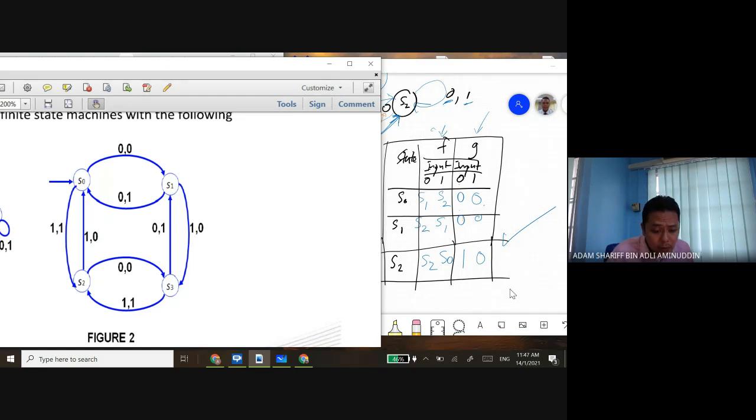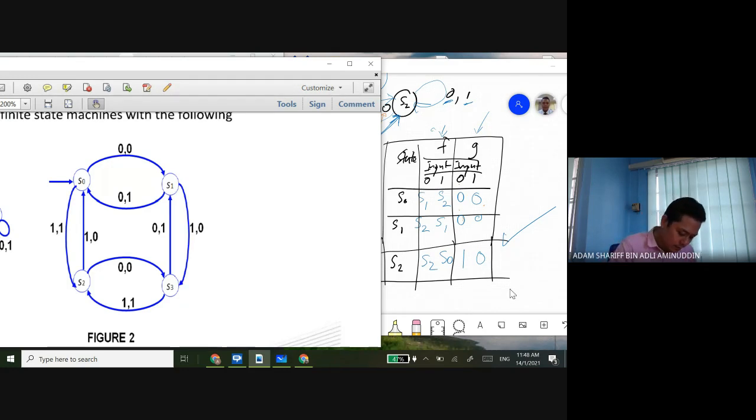If the 0, it will go not valid. Kalau dia satu, dia pergi S3. Satu kosong, betul. S3, S2. The transition 0 to S3 to S0. 0, 0. Correct. S3 to S1. 1. S2 to... Okay, betul.